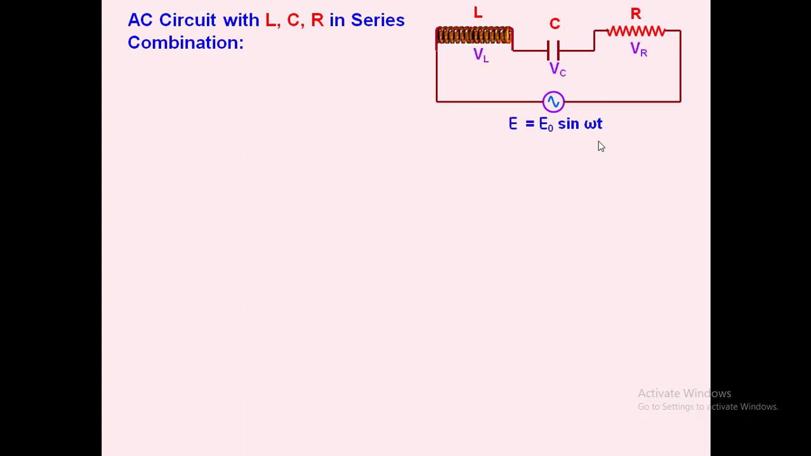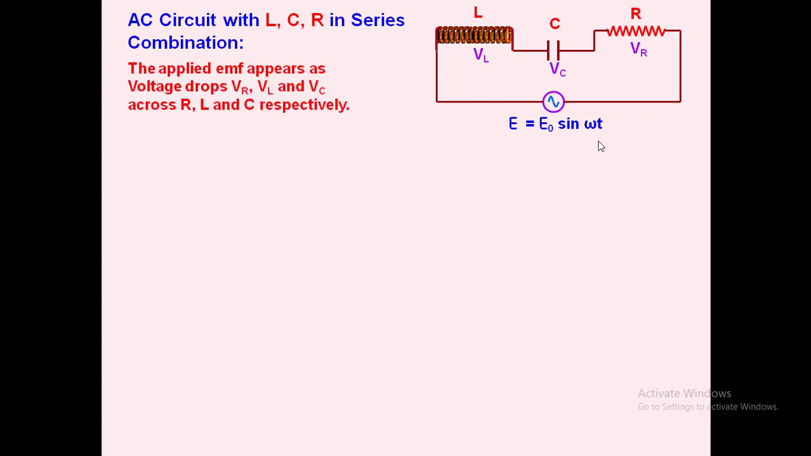Now E equal to E0 sin omega t is the EMF applied across the series combination, such that let VL be the potential drop across the inductor, Vc be the potential drop across the capacitor and VR be the potential drop across the resistor. The applied EMF appears as voltage drops VR, VL and Vc across R, L and C respectively. In R, current and voltage are in phase. This we already studied whenever an AC source is connected across a pure resistor.